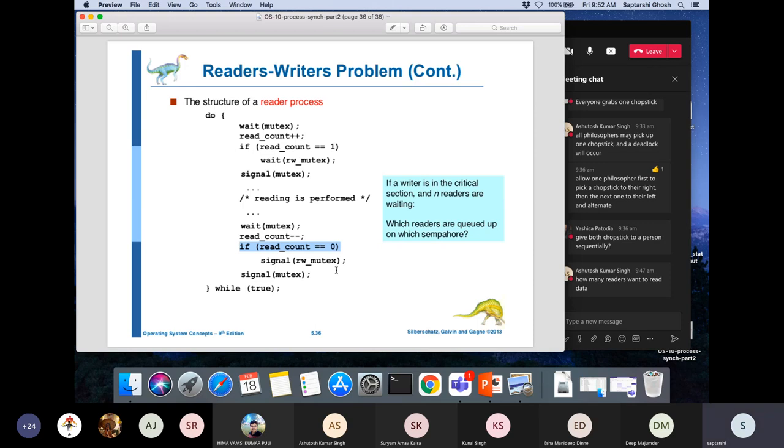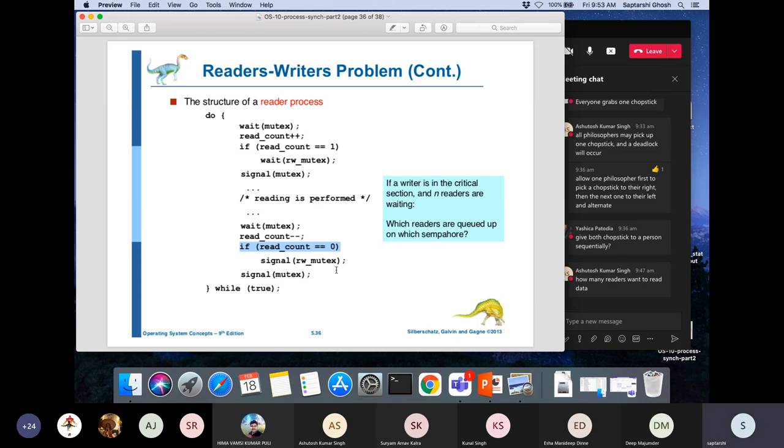Okay. So everyone, think about this point. Why? Possibly we want RW mutex to be signaled when no reader is waiting. And that is how readers have priority. If readers are waiting, RW mutex won't be signaled. RW mutex will be signaled only if no reader is waiting. So essentially read count is counting how many readers want to read data. If that is 0, only then the writer would be allowed to write by signaling RW mutex. And the writer is waiting on RW mutex.